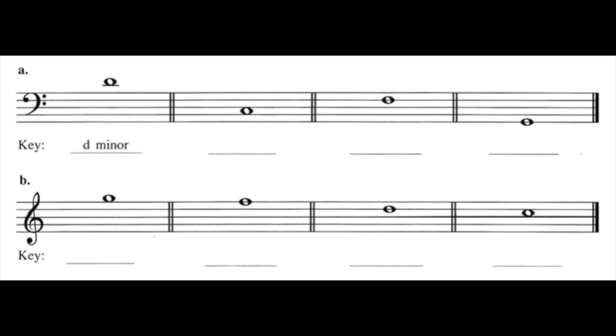Finally, on question 10, they give you the tonic note of a minor key. So, for example, we have a D in the first question. We have a C in the second question, an F in the third, and a G on the fourth. So the first one is going to be the minor key that lines up with that tonic.